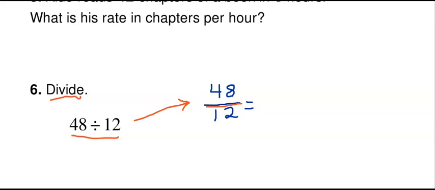So how many 12s can you get out of, or can you divide into 48? And of course, the answer is simply 4. So 48 divided by 12 is 4, and that's really all you have to do for this one.